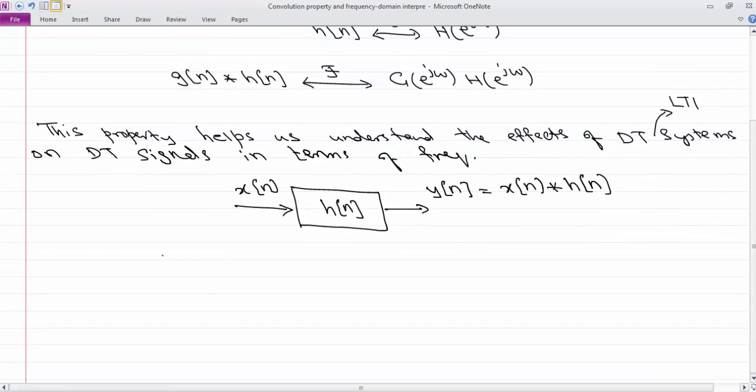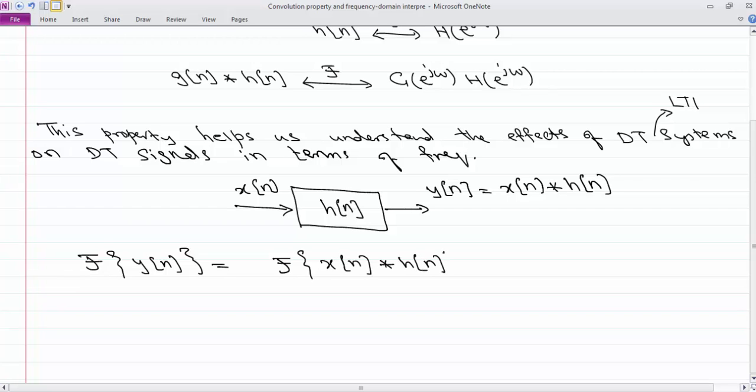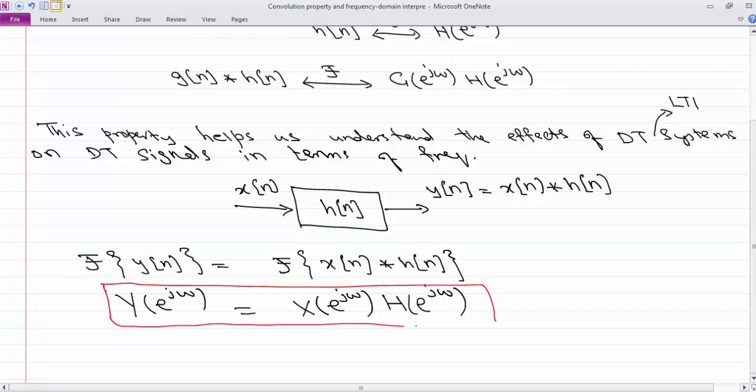Now, if I look at it in the time domain, it's very difficult for me to comprehend what the system is really doing when the output is the input convolved with the impulse response. To do that, we can look at the system's output in the frequency domain. So let's compute the Fourier transform of y[n]. That's the Fourier transform of x[n] convolved with h[n]. Let's call the Fourier transform of y[n] Y(e^{jω}). Using the convolution property, we know that this is simply equal to X(e^{jω}) H(e^{jω}). And this can be used to understand the effects of a discrete time LTI system on the input frequencies.